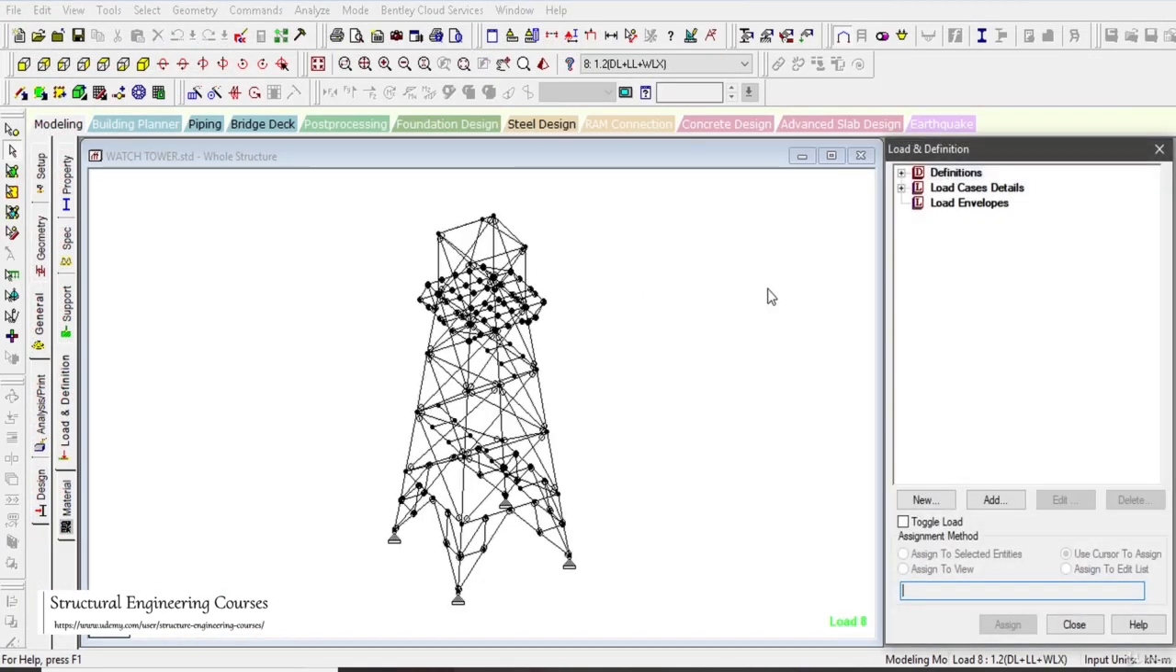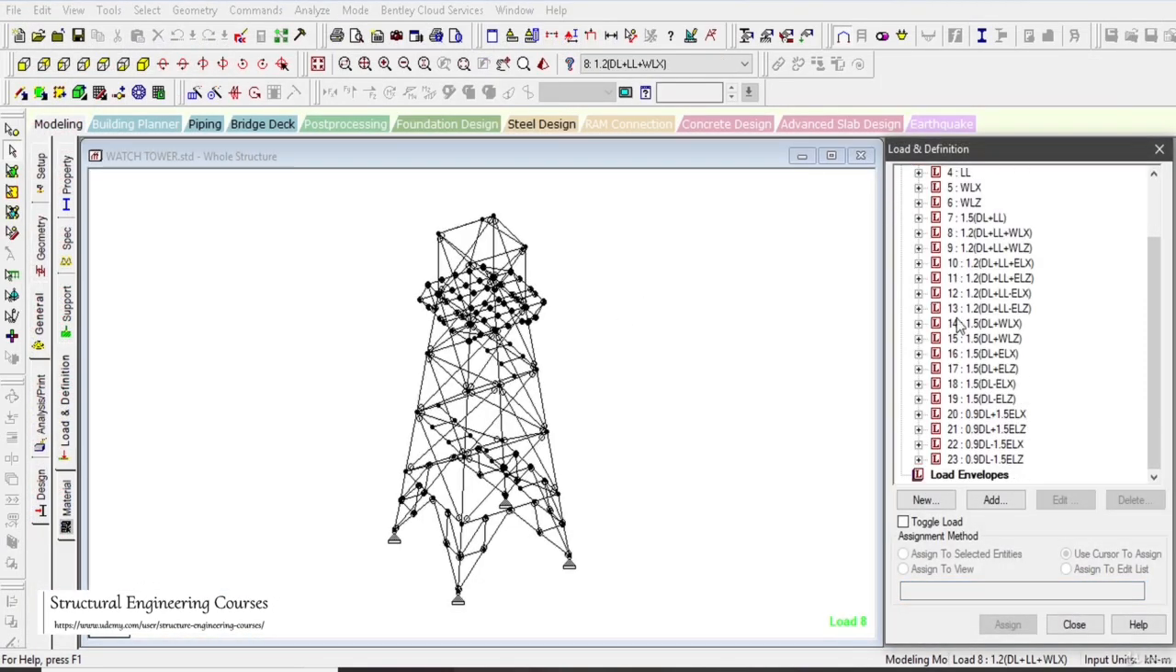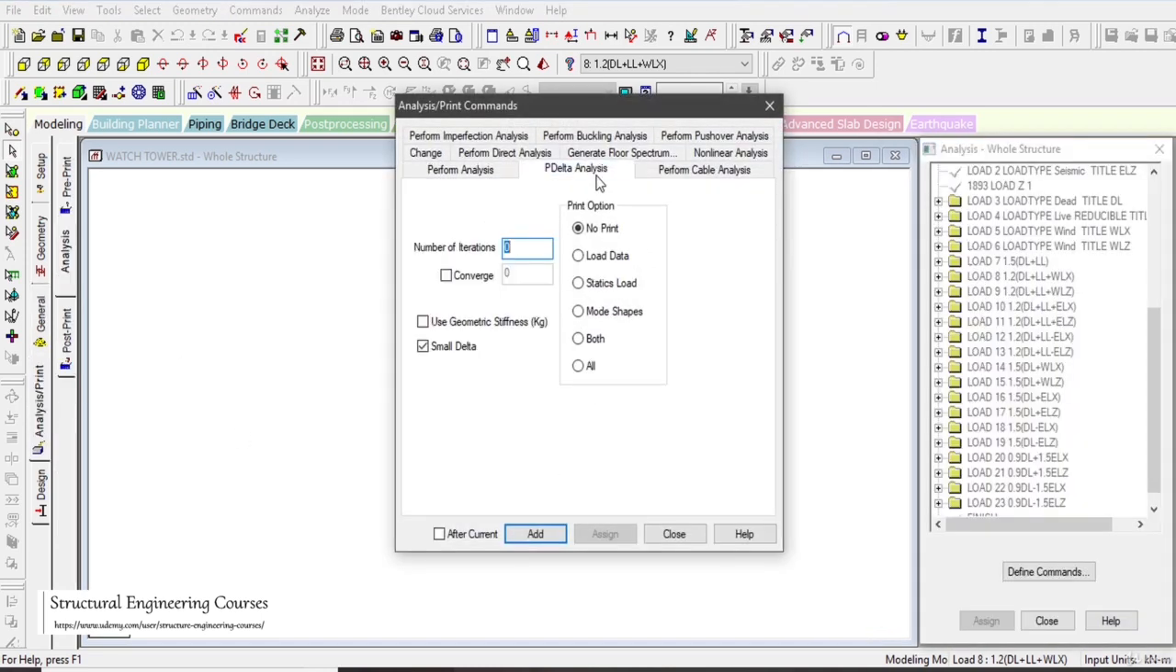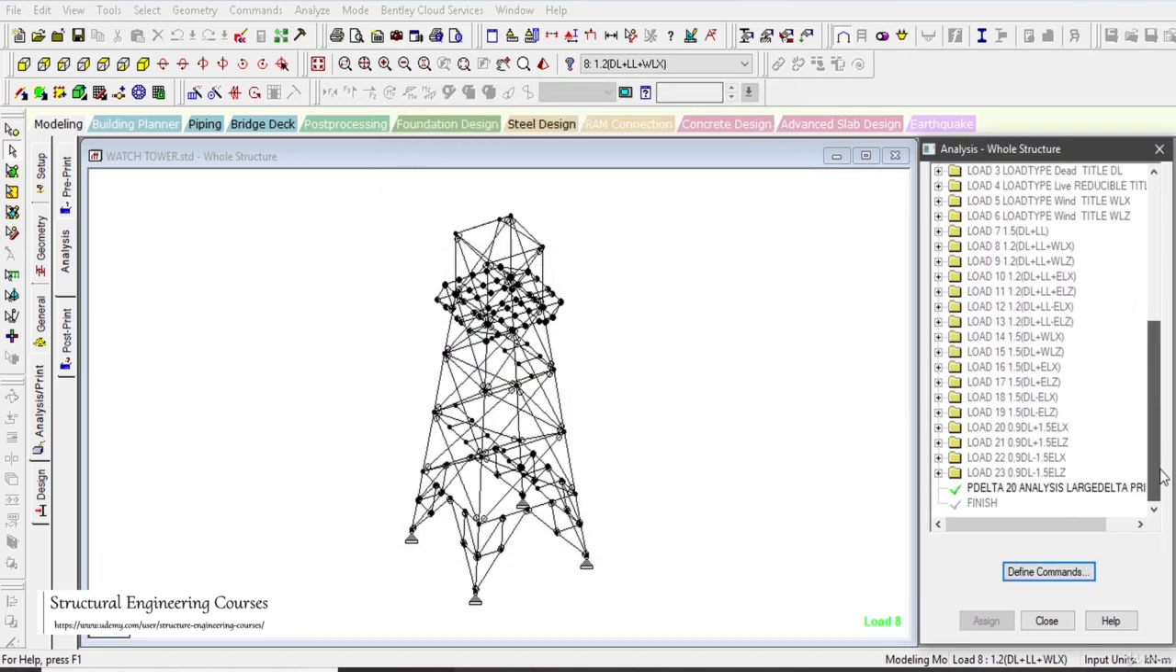So now we are done with the load combinations, and after that we should go to the analysis. Here we can see the options of P delta analysis. So here we can enter the number of iterations as 20, and we can untick this small delta option here. We can left click on all here, and then left click on add here. So now the P delta analysis, that is large delta, is only entered here, not small delta.